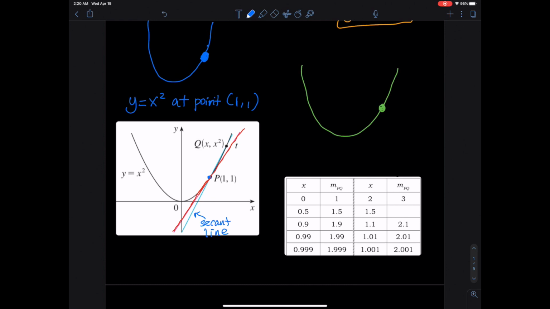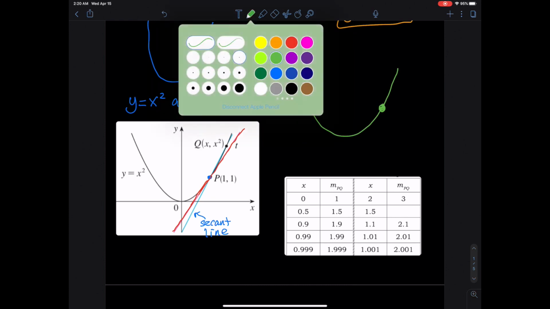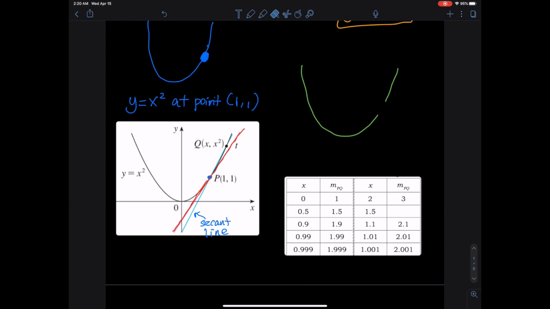Okay, I figured out a better way to do this. So let me go ahead and erase this point. And then I put a point right here. And then my secant line, I am going to draw a line that cuts the graph twice. So do you see this? I have one intersection at green, one intersection at blue. So this blue line is a secant line.